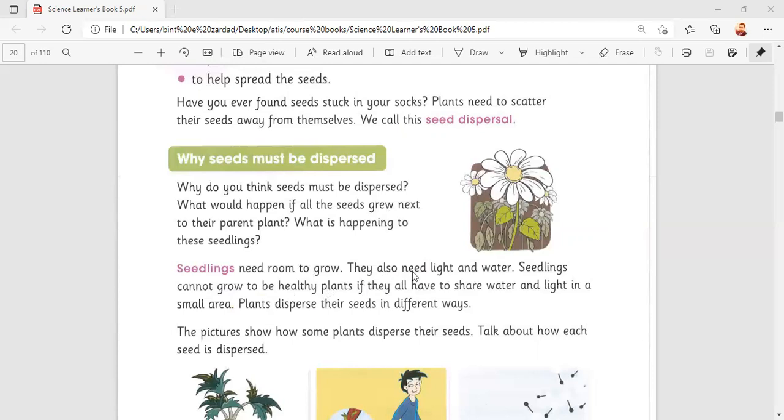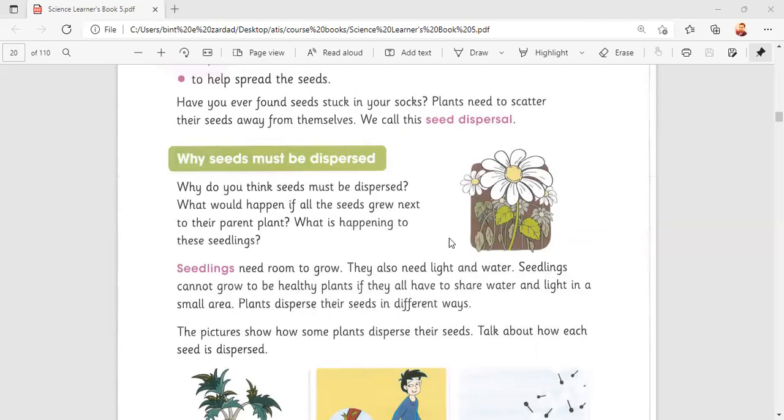Seedlings need light and water, and they cannot grow to be healthy plants if they all have to share water and light in a small area. So plants disperse their seeds in different ways. That's why the parent plant spreads out, or disperses, its seeds away from itself, because in the same place the seeds cannot germinate well.